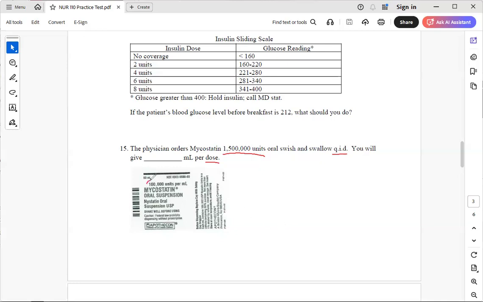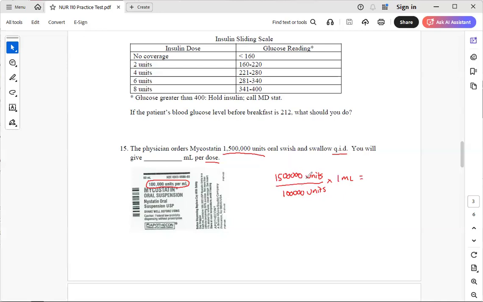And so we look at our available, and we see that we have 100,000 units per ml available. So I'm going to take my 1,500,000 units, over 100,000 units, times my 1 ml. And then what I'm going to get is, so there's a couple ways.